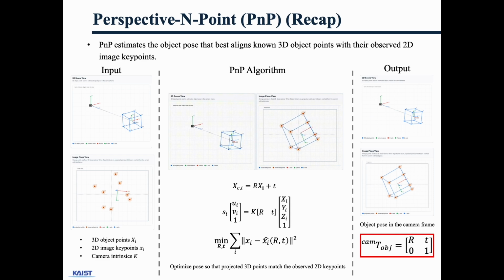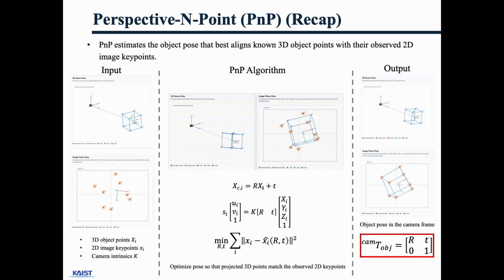The projection equation describes how a 3D point is mapped to a 2D image point. First, the 3D object point is transformed into the camera coordinate frame using R and T. Then, the camera intrinsic matrix projects that 3D point onto the image plane. Because camera projection is defined up to scale, we use the scale value S in the equation.